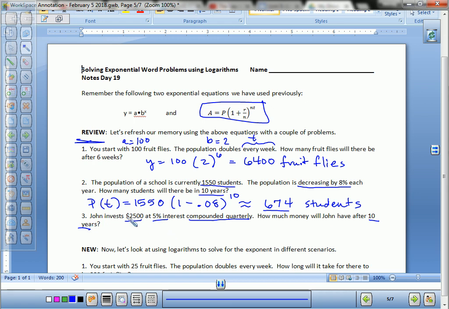So, in this case, the amount with respect to time is going to be the initial amount, which is 2,500, times 1 plus the percentage written as a decimal over 4. Why is it 4? Because it is quarterly. And 4 times t, which is 10. So we are compounding this money 40 times, 4 times a year for 10 years. So we'll type in 2,500, 1 plus 0.05, divide by 4, raised to the 40th.